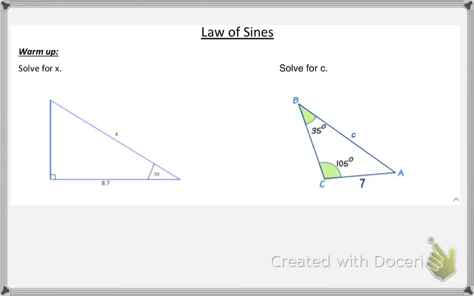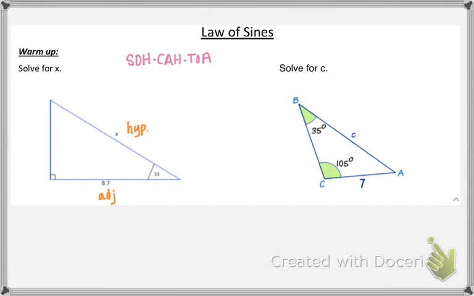So on the left side, we've got a right triangle, and we have an angle that is 33 degrees, and we've got the length of a side, which is 8.7, that is the adjacent side to that angle, and then we are looking for x, which happens to be the hypotenuse. So to find the missing side of a right triangle, we can use our SOHCAHTOA. And since we have an angle and the adjacent side and the hypotenuse, we're going to use cosine.